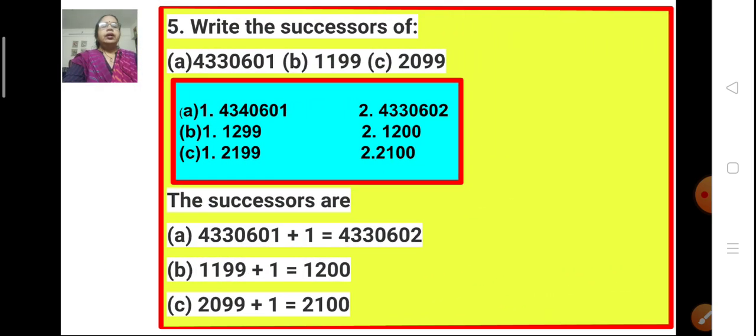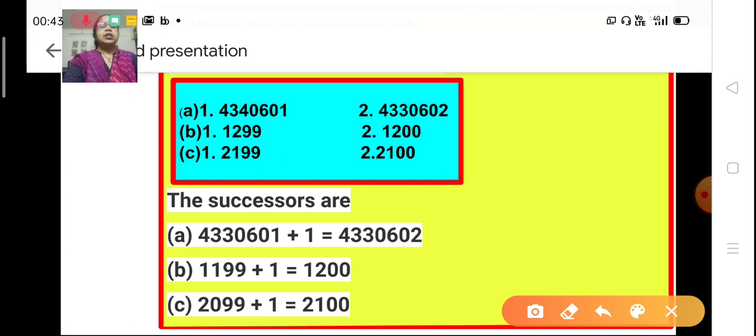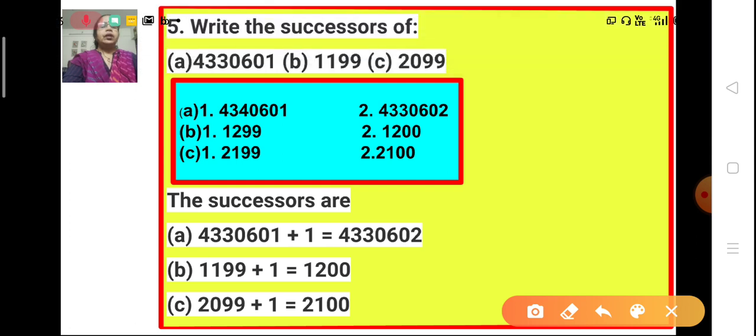Now, the successors of 3 numbers are given, and you have to write the successors of these numbers. And 2 options are given for the answers. You can see the answers also given here. You can put commas to understand this. 43,30,601. If you add 1 to it, what do you get? You get 43,30,602.